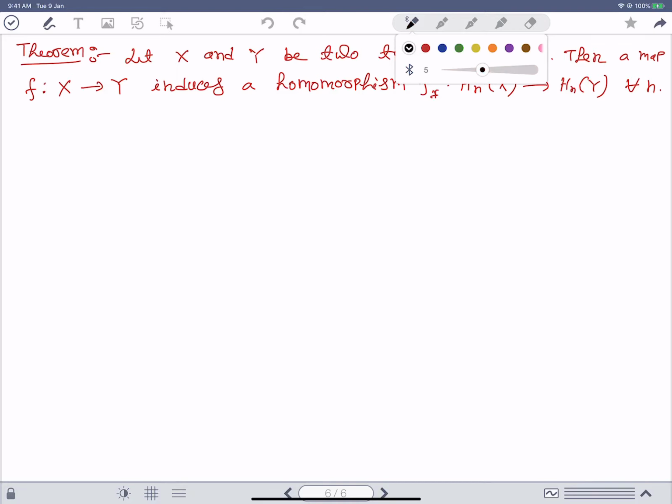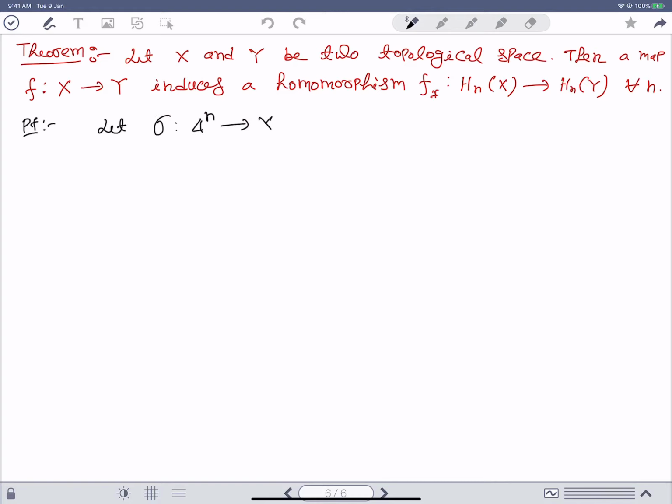So first of all, see that if we have a singular n-simplex in X, so let sigma from Delta_n to X, that is a map from Delta_n, that is an n-simplex, to X. Okay. So let this sigma be a singular n-simplex in X.